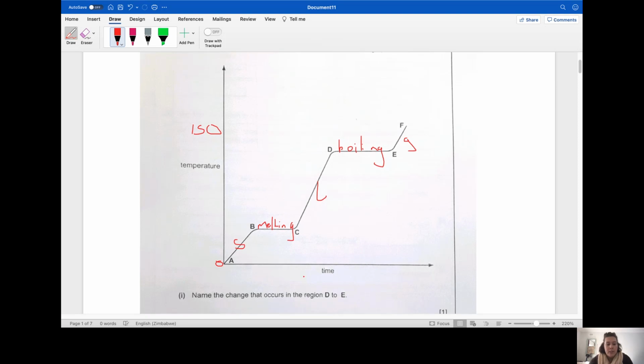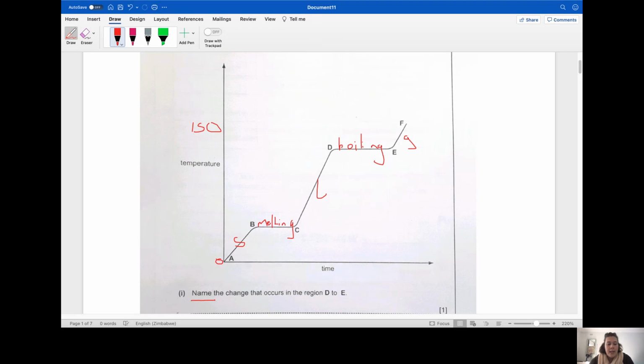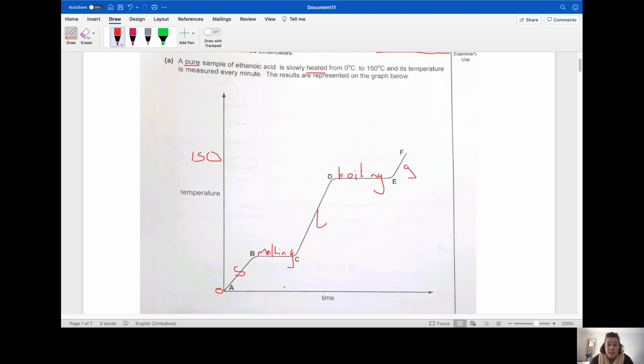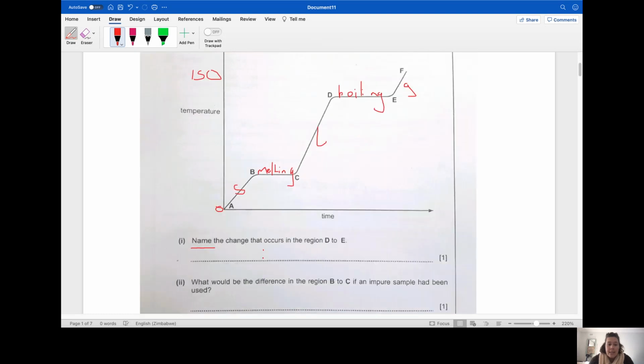So that when you get to the questions, name the change that occurs between D and E. Naming it, guys. A lot of you were putting liquid slash gas. That's not a name. A liquid slash a gas. The name is, what is it doing? Between D and E, it is boiling. Okay, that was a really easy 1-mark question and lots of people got that wrong. Okay, it's boiling between D and E. What is it doing? Name the change. Change of state, boiling.